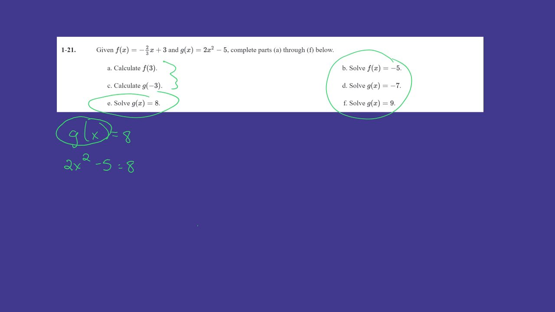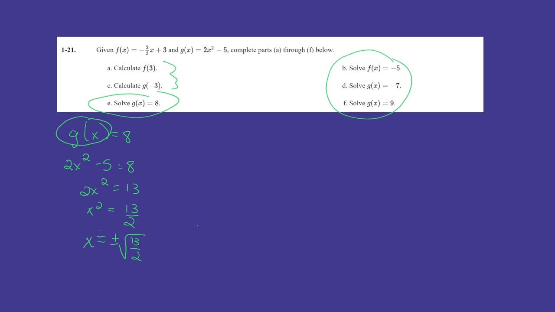I'm going to add 5. Then I'm going to divide by 2. But then I'm going to take the square root, plus or minus the square root of 13 over 2, because that's how I get rid of this exponent. So x will equal plus or minus the square root of 13 over 2. Now, in units later in the year, square root of 13 over 2 will not be an acceptable final answer, but it's actually going to be okay for this particular problem.